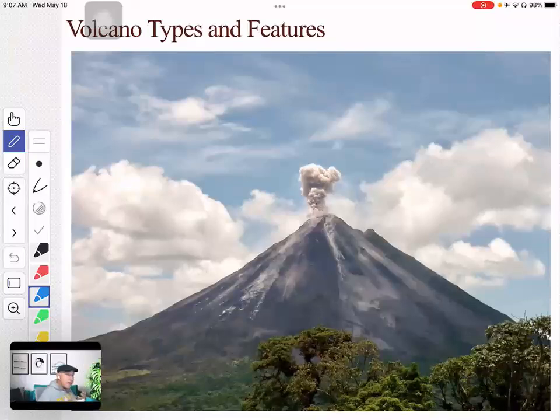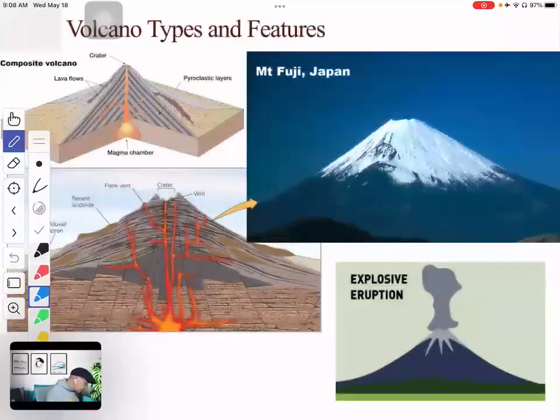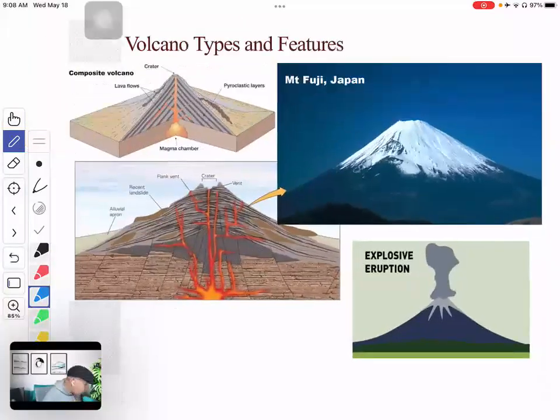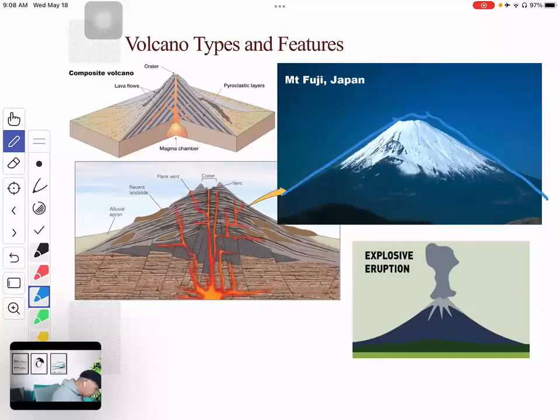Okay, so now let's do a quick look at the types of features and the types of volcanoes that result from those very different magmas. So we can identify two types of volcanoes. One is the classic conic volcano. You can see here this very steep-sided shape, sometimes with smoke coming out of it. Those are called composite volcanoes.